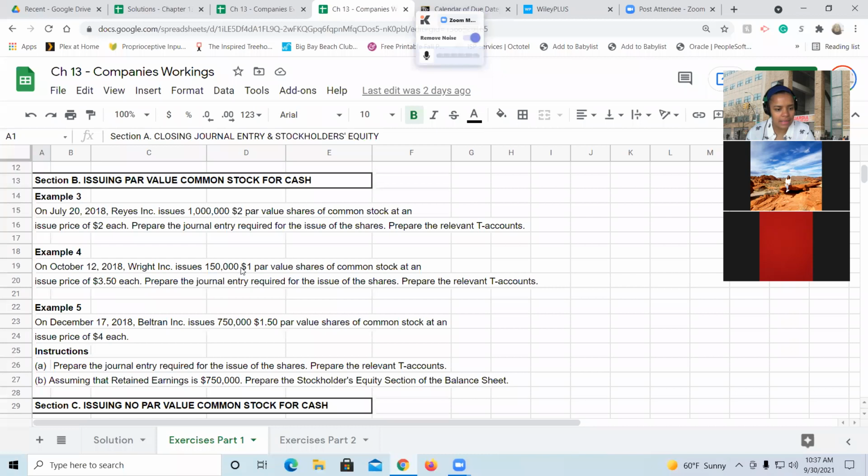But we said that Wright Inc. had issued 150,000 $1 par value shares of common stock at a price of $3.50 each. That's the issue price, which is the selling price.